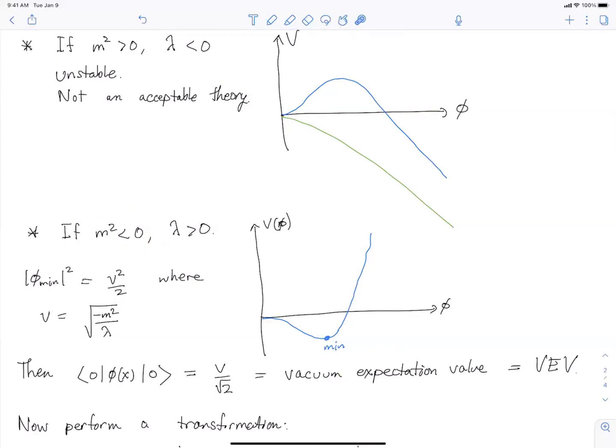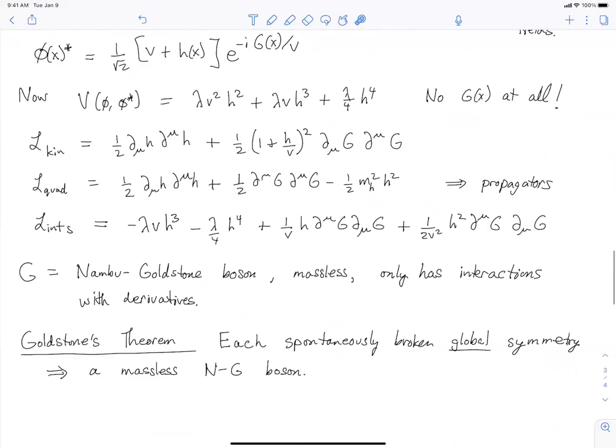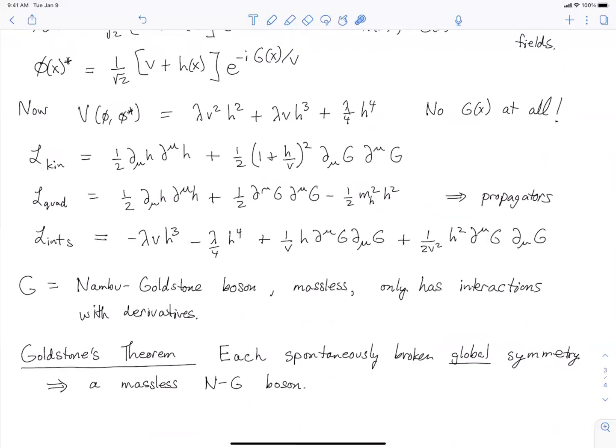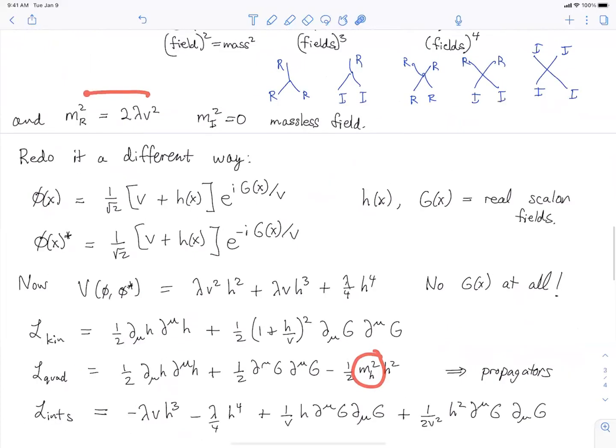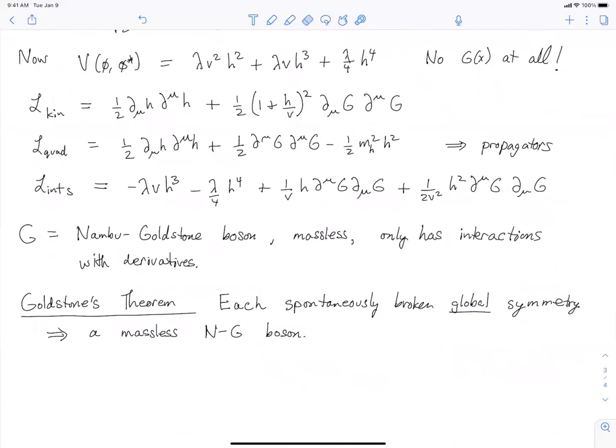Instead, the lesson is that you should be expanding around this point. If you expand around this point, then you find out the actual physical masses of particles are given by 0 for one of the masses and a positive m_h squared for the other mass. So maybe I should write that down: here m_h squared is actually 2 lambda v squared, which is positive.